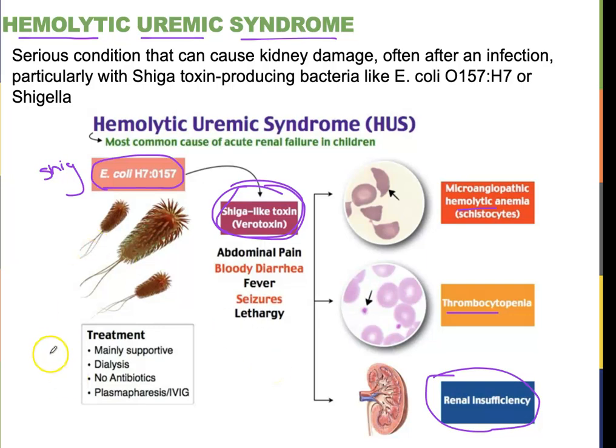The other bad thing is that HUS is mainly supportive treatment. There's nothing really they can do once you have HUS. They'll have dialysis to help your kidneys. Because your kidneys are not working, dialysis helps to clean the blood, as if it's an external kidney, basically. There are no antibiotics for this. That's why it's so deadly, because if you get it, it's very severe, and the medical community's hands are tied because there's not a good therapy for it.